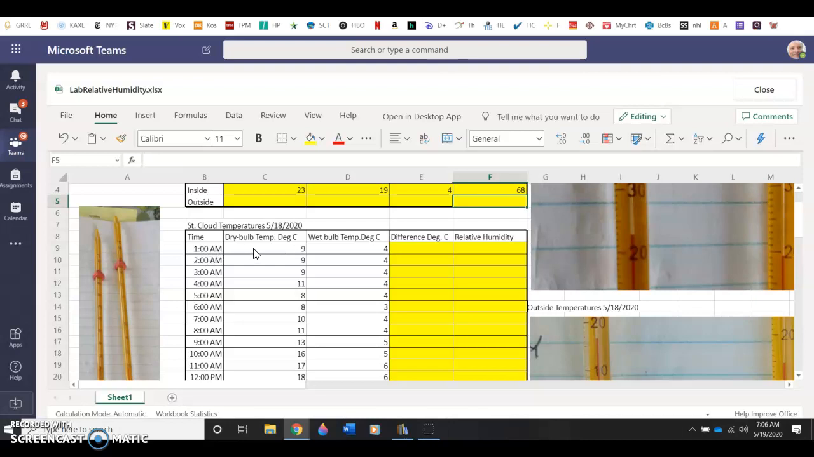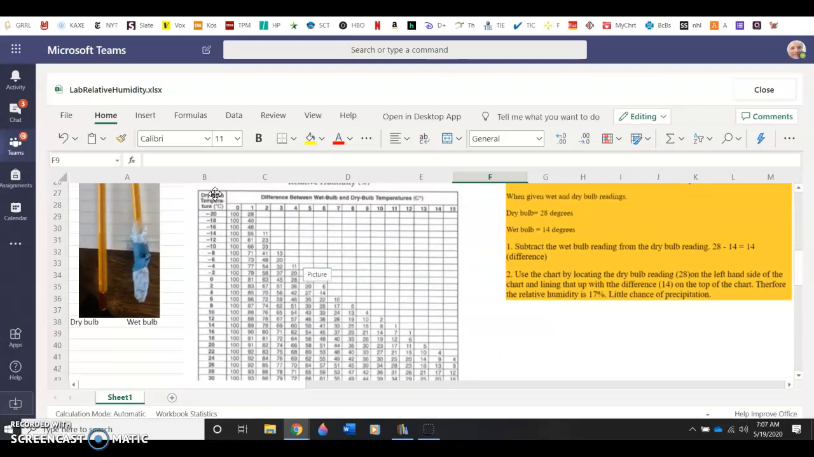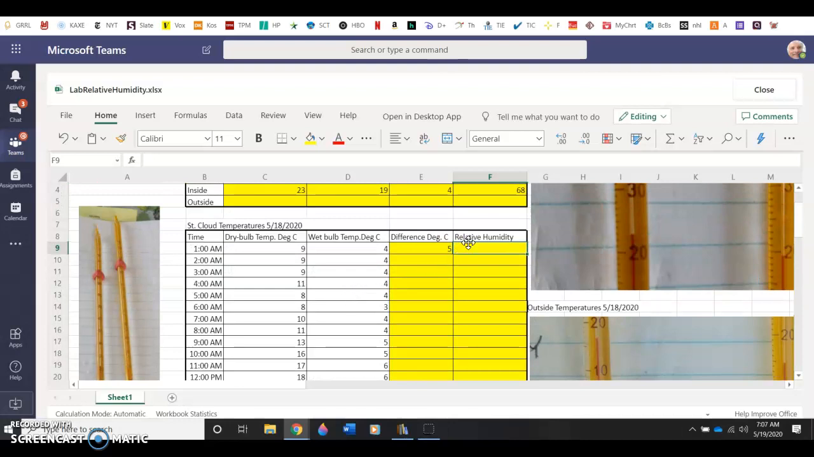At 1 in the morning, the day before yesterday, it was 9 degrees Celsius out. And the wet bulb temperature was 4 degrees. Okay, so 9 minus 4 is, that's right, 5. And the relative humidity then, we have to remember 9 and we have to remember 5. So I scroll down here and I get 9 is between 8 and 10, and 5 rows over, it's about 51. So I would put 51 down here.